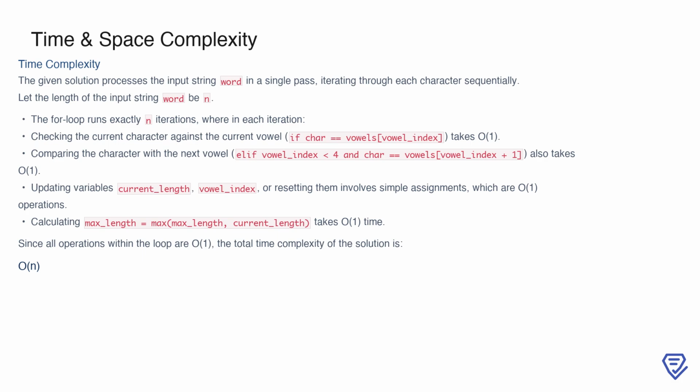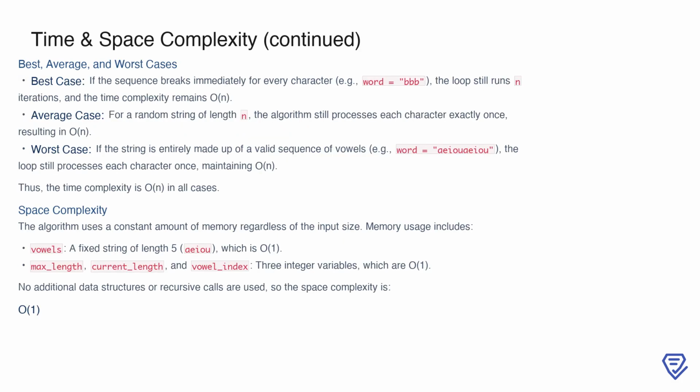Now, let's analyze how the time complexity holds up in different scenarios. In the best case, if the sequence breaks immediately for every character, such as when the input is BBB, the loop still processes all n characters, so the time complexity remains O(n). For the average case, given a random string of length n, the algorithm still iterates through each character exactly once, leading to O(n) time complexity. In the worst case, if the input string is made up entirely of valid sequences of vowels, like AIOU, the loop still processes each character once without any additional overhead, maintaining O(n) complexity.